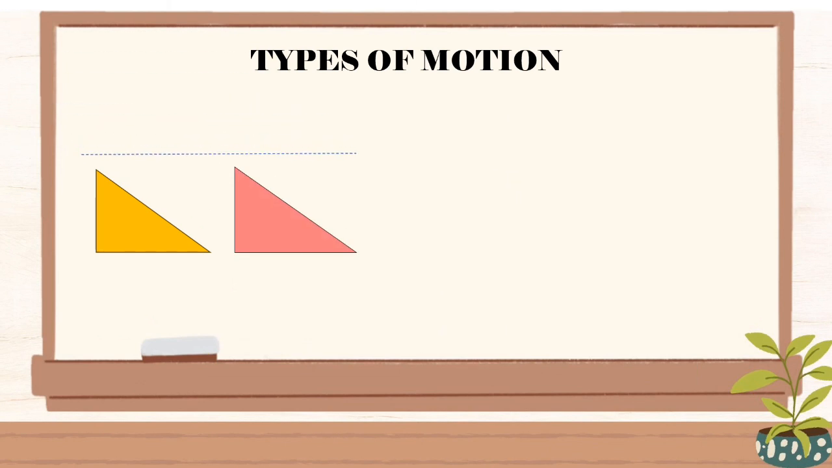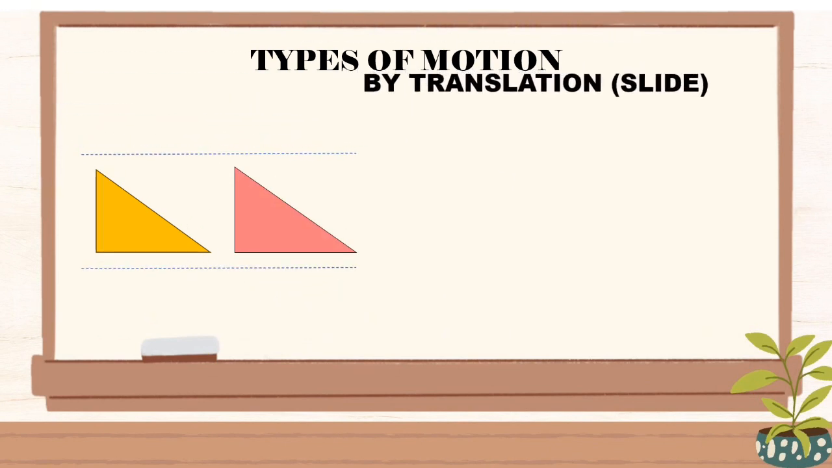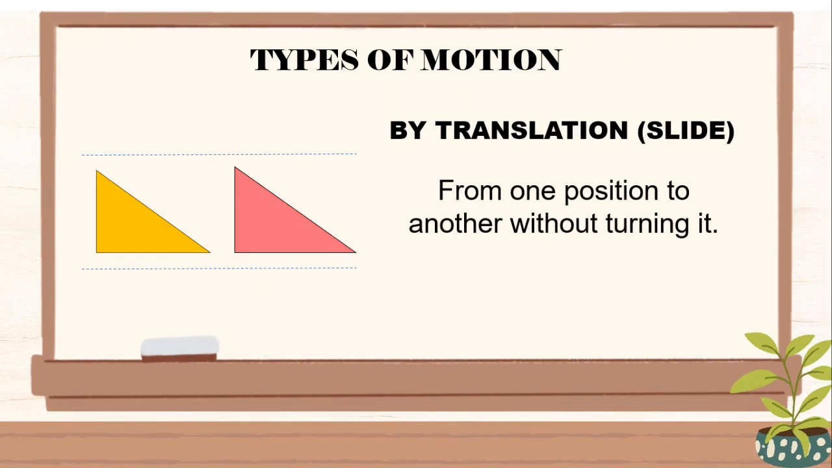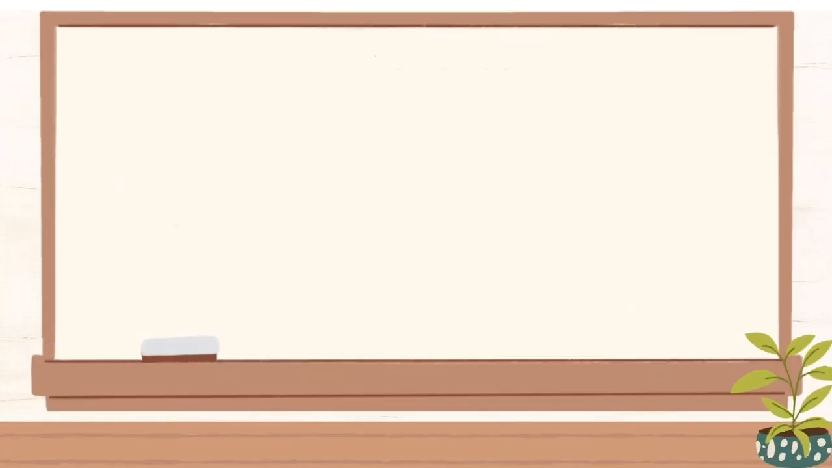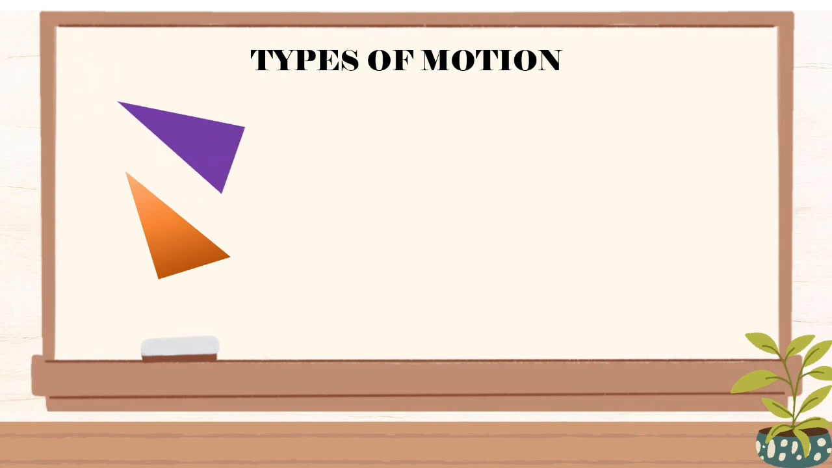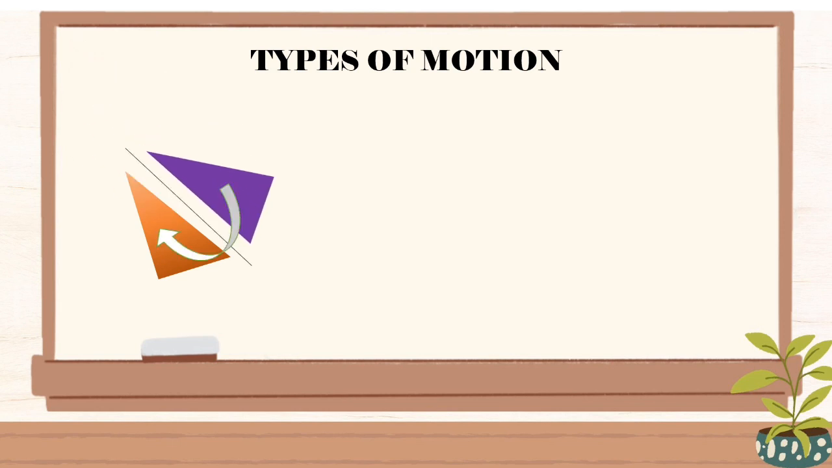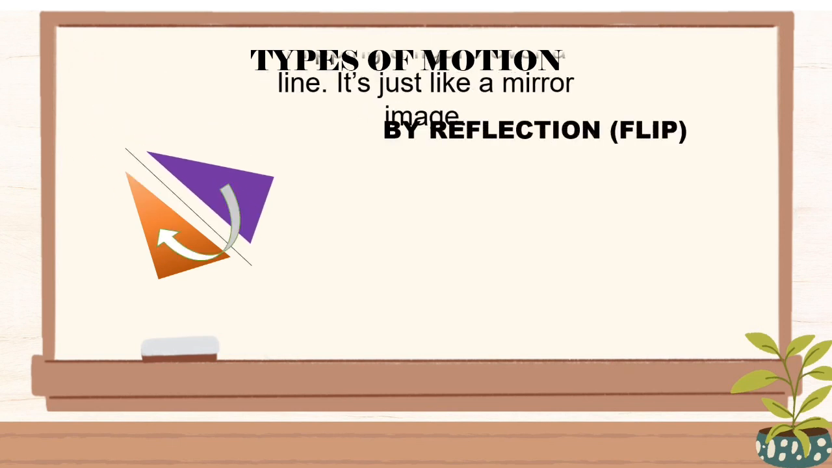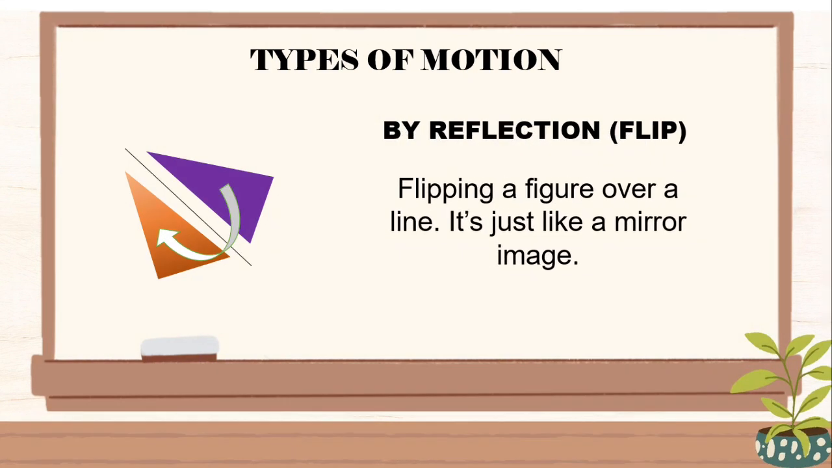So the second one is by translation or slide, from one position to another without turning it. So it means that the shape has simply moved. Every point in that shape has moved the same distance in the same direction. So the third type of motion is by reflection or flip, flipping a figure over a line. It is just like a mirror image.